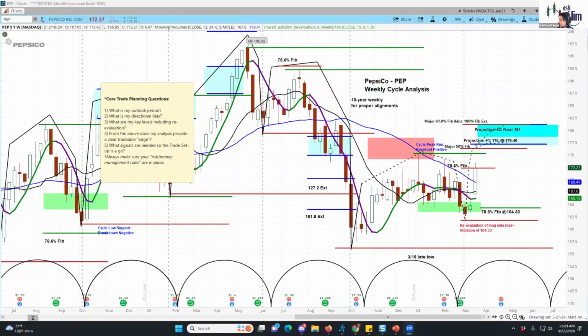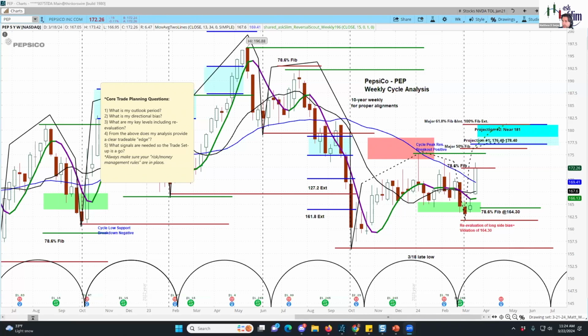We should see Pepsi up in the weekly chart. Okay, great. So as Slim mentioned in my segment here, I'm going to review Pepsi. I'm looking at a long side bias within a 4 to 6 week-ish outlook period, so the intermediate time frame.